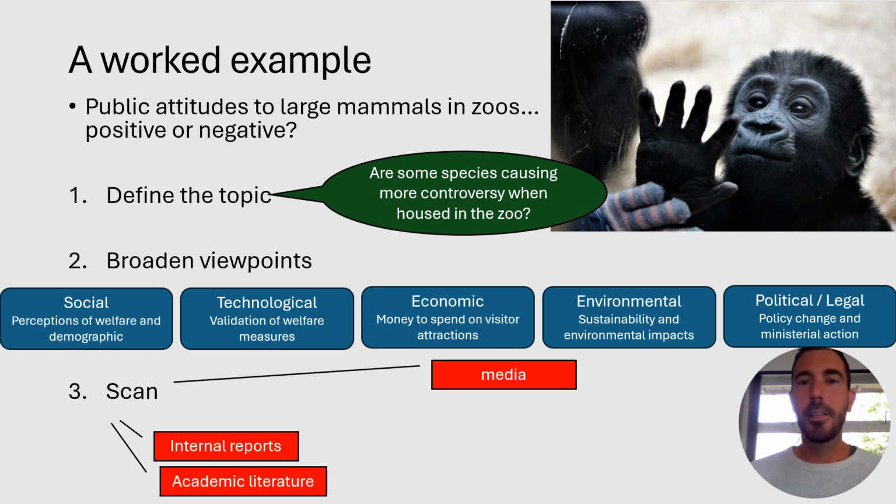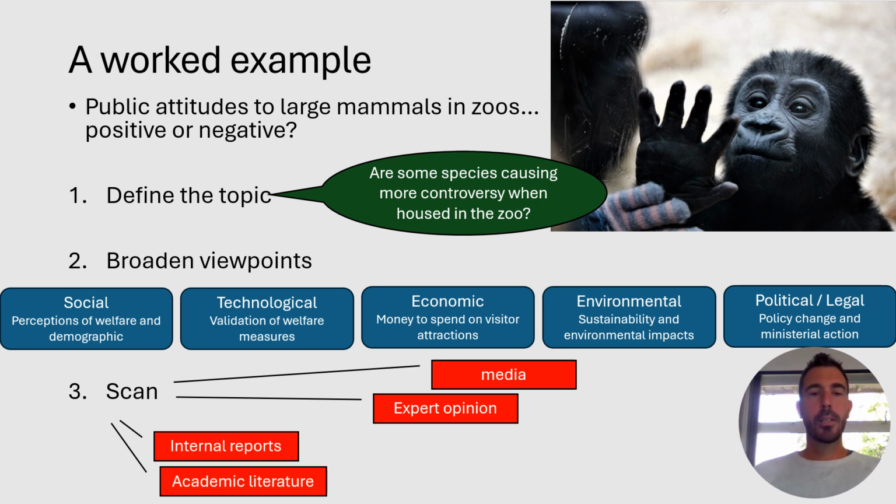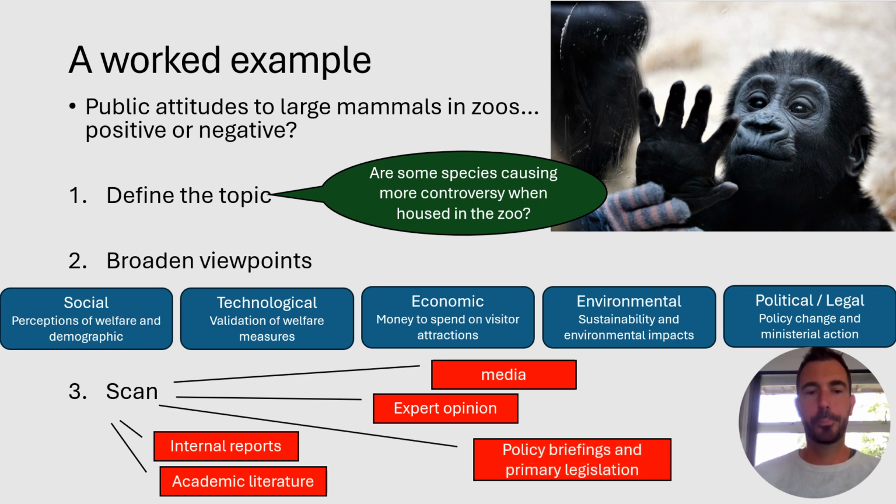What about the media? The media can whip up a real firestorm around some of these controversial topics. So what messages are commonly portrayed to the general public in various media outlets? What about expert opinion? Have we got interviews from scientists, animal welfare scientists, conservation biologists, animal rights advocates? Do we get a balance across different expert opinion on whether or not we should keep some of these species in the zoo?